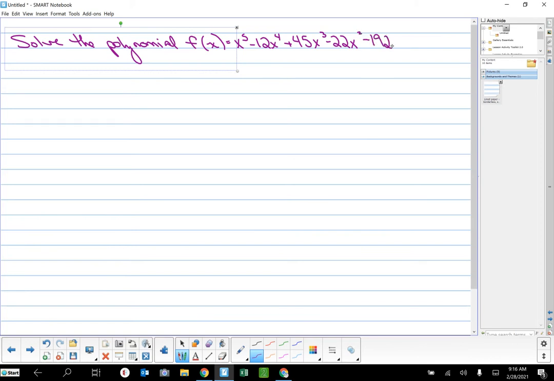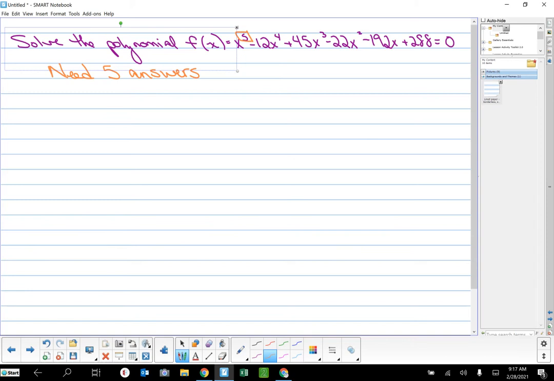Minus 192x plus 288, oh my gosh, equals 0. Okay, so what we are going to do, we're going to solve this whole thing, which means we need 5 answers, right? We need to have 5 answers. So where do we start?